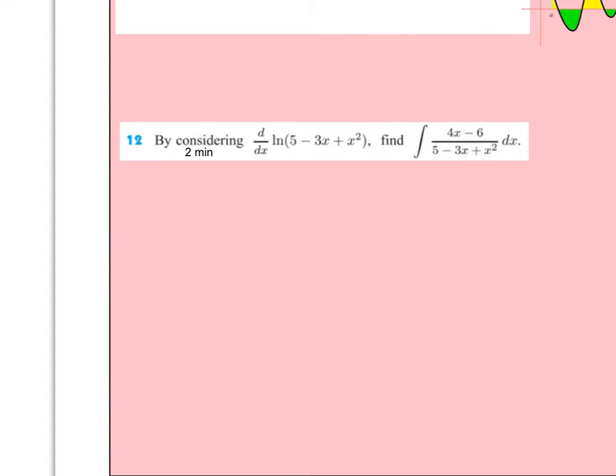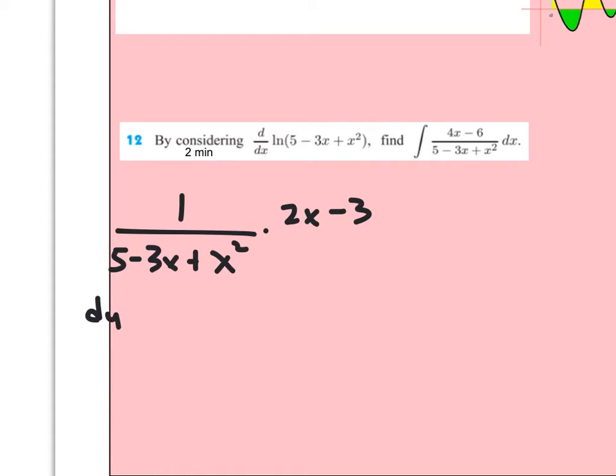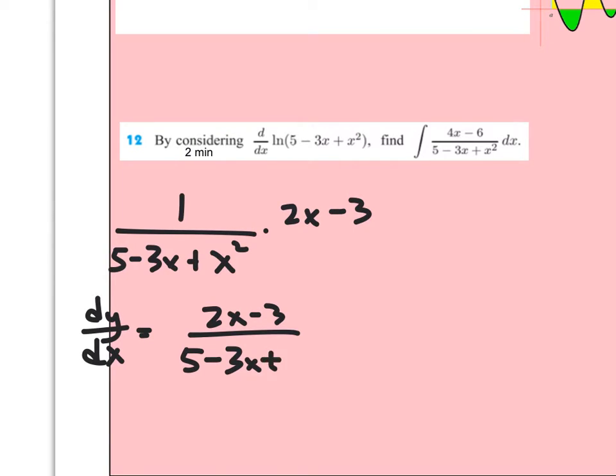Alright, one more. Let's consider this. What is the derivative of that? Well, the derivative of natural log is 1 over its inside times its derivative. So that would be 1 over 5 minus 3x plus x squared times the derivative of the inside, which would be 2x minus 3. So dy dx is equal to 2x minus 3 over 5 minus 3x plus x squared.